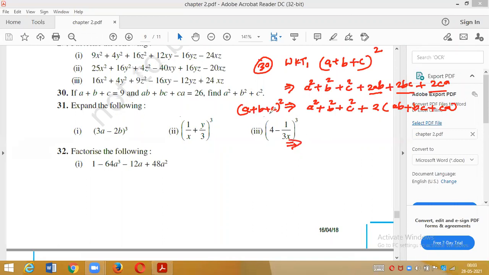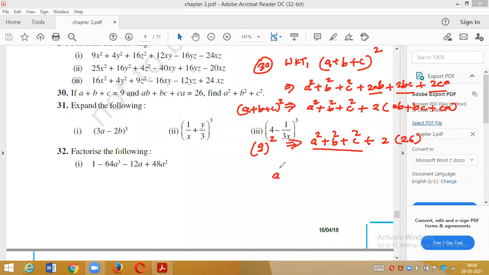We have the value of a plus b plus c, which is nothing but 9. Therefore it is 9 square, and a square plus b square plus c square as it is, and 2 as it is. Inside there will be the value of ab plus bc plus ca, and that is 26. Correct? Now we are supposed to find the value of this one. That means we have to keep a square plus b square plus c square on one side, and take this 2 into 26 to the other side.